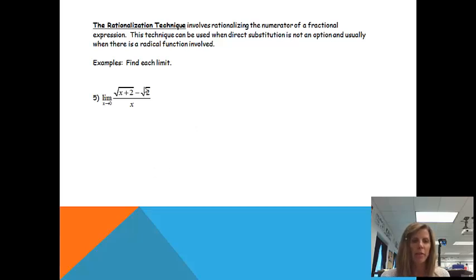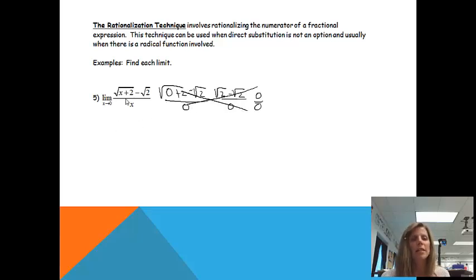First of all, you'll notice in problem number 5 that we want to find the limit as x approaches 0. The first thing that we always want to do is to actually try to plug in 0. So if I try to plug in 0 for the x's, I'll get square root of 2 minus square root of 2 over 0. I get 0 over 0, and again, I'm not allowed to divide by 0, so that doesn't mean my limit doesn't exist. It means I can't use direct substitution.